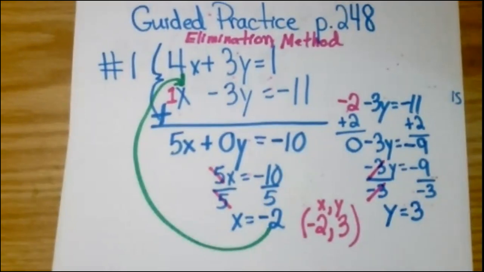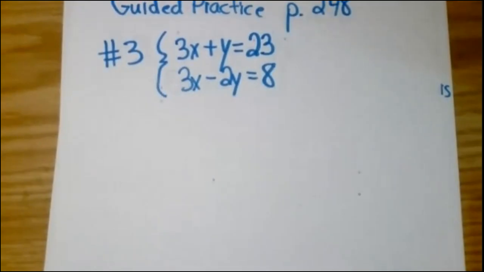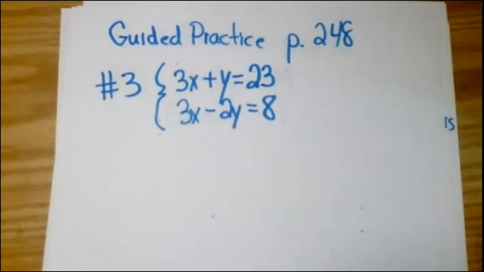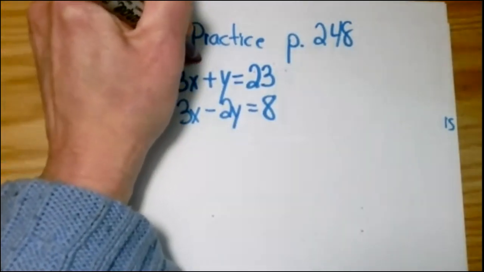So now the next one I'm going to do on the guided practice page is number 3. I'm skipping some of them just for the sake of time, but I still want you to complete them for homework and turn them in. So this is guided practice page 248, number 3. We have our system of equations. We're going to use the elimination method of adding the two equations together.